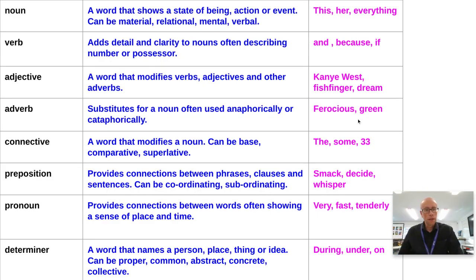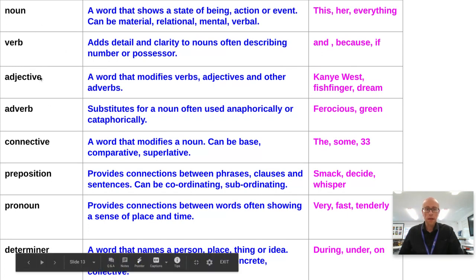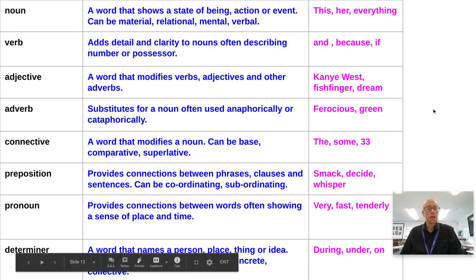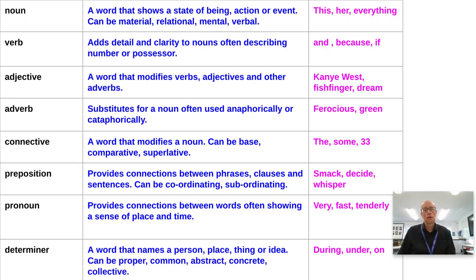You should see on the screen there this table with the 8 word classes of English in black on the left and the definitions of those word classes in blue in the middle, and then some examples on the right hand side. So what you need to do is you need to match the 3 things together. So if you haven't already done so, pause the video and do this matching exercise.